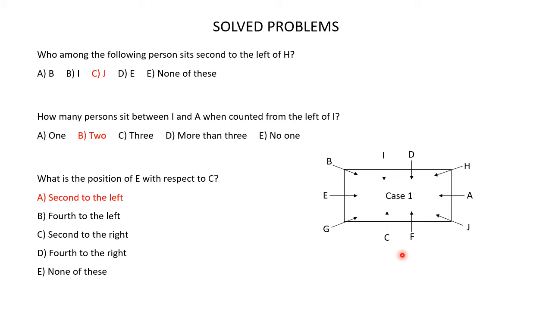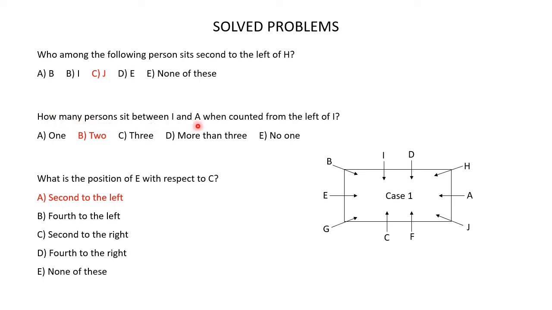Based on this final seating arrangement, let's answer the given questions. Who among the following persons sits second to the left of H? You are given 5 options here and you have to find out which of these options is the correct one. So here you are asked to find who sits second to the left of H. So H is here. Second to the left of H is this position occupied by J. So J sits second to the left of H. So the correct answer is option C, J.